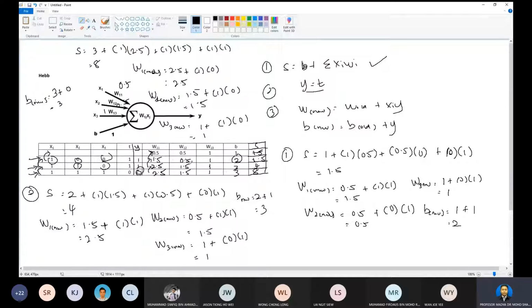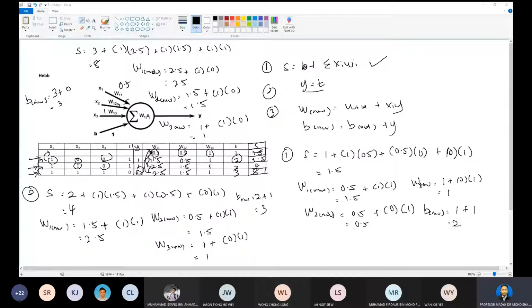There are some clear mistakes for Hebb. Normally students, for the second iteration, follow the initial values, and that is wrong. Or for the third iteration, following the initial condition is also wrong. You have to follow the previous. For iteration 3, you follow the previous weight and bias, which are 2.5, 1.5, 1, and 3. That's all for Hebb. Next we go for the Perceptron.